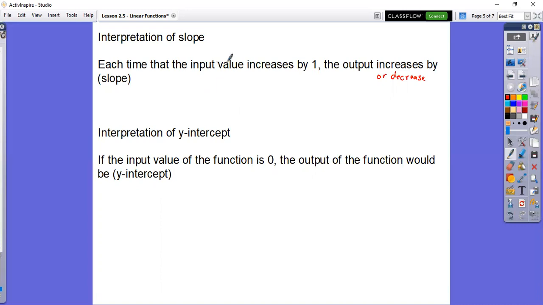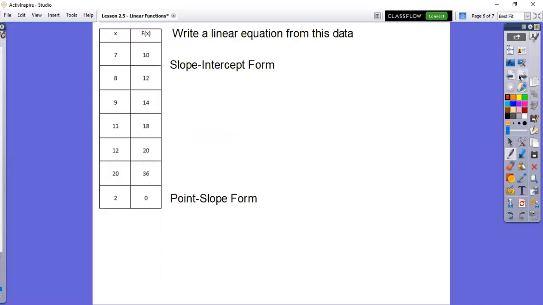And also I want to back up real quick for just 1 second. This does not change. This interpretation of slope, every time the input increases by 1, the output either increases or decreases based on whether the slope is positive or negative. I want to make sure I make a point of that before I move on to the next page. So make sure you get down these interpretations. I'm going to move to the next page and we're going to practice writing an equation.